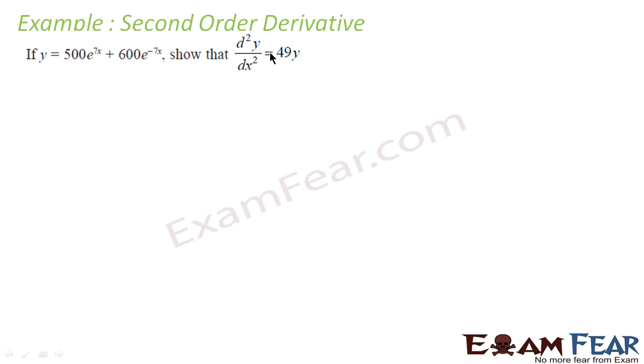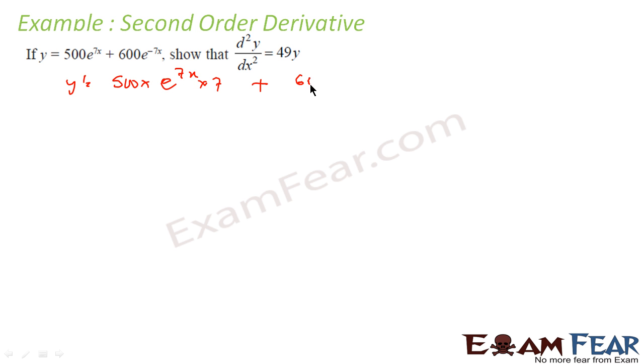It says y is equal to 500 e to the power 7x plus 600 e to the power minus 7x. And we have to show that double differentiation of this y double dash is 49y. So y dash is simple to find. 500 is constant. dy of e to the power 7x is nothing but e to the power 7x into 7.